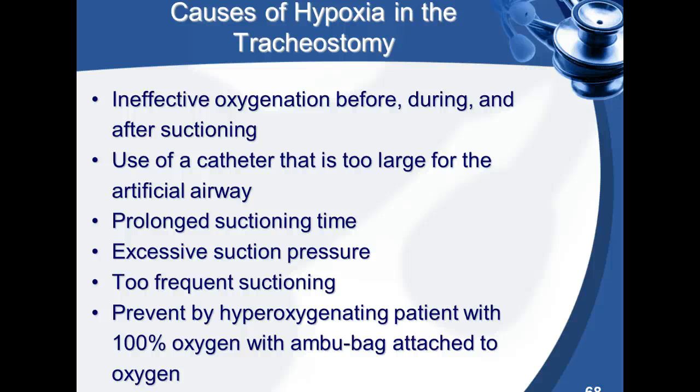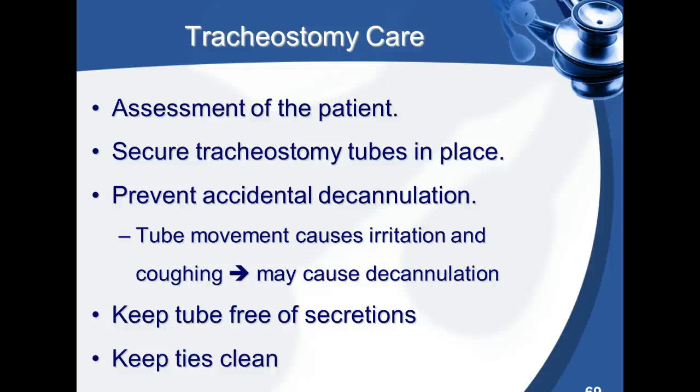Other causes include use of a catheter that is too large for the artificial airway, prolonged suctioning time, excessive suction pressure, intermittent suctioning, and too frequent suctioning. Prevent by hyperoxygenating the patient with 100% oxygen with an ambu bag attached to the oxygen, before and after.